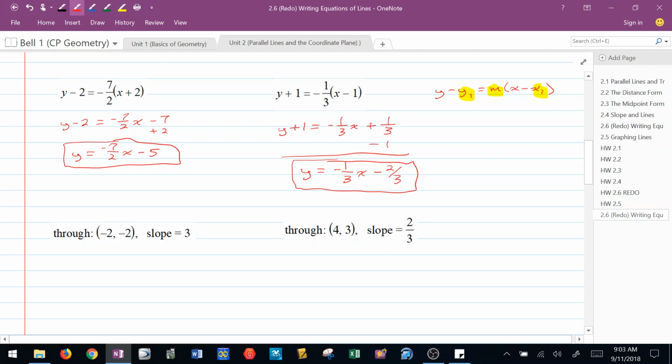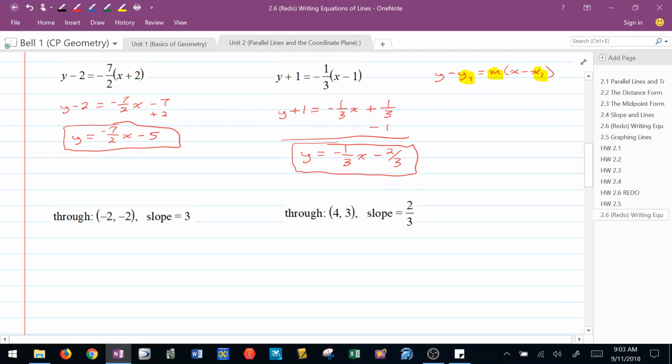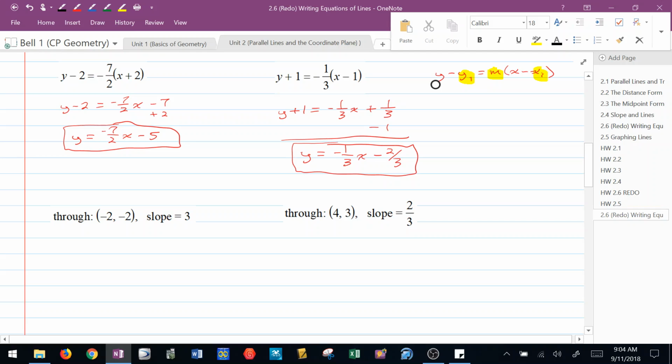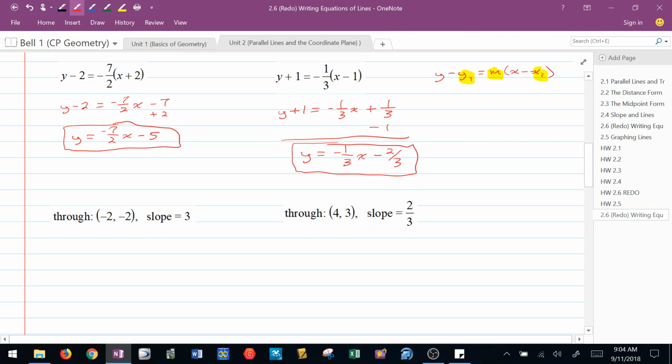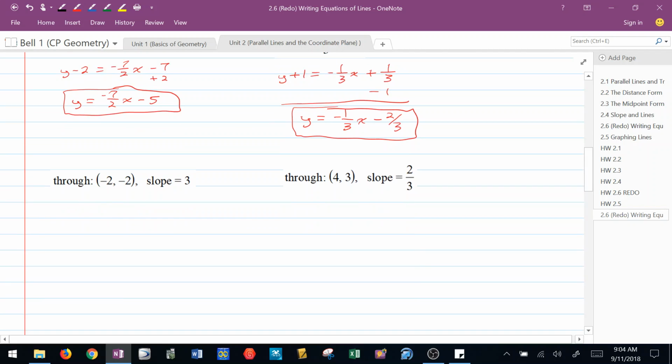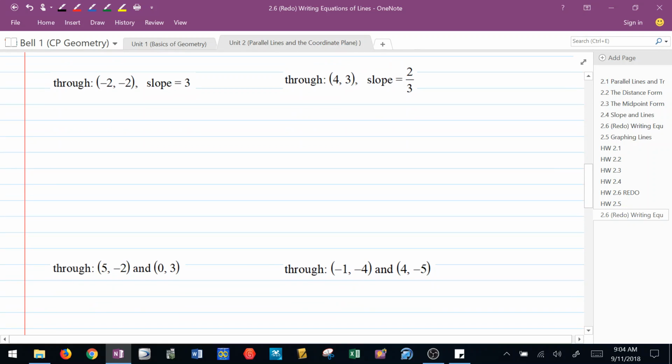So remember this equation right here. I'm going to try to grab the whole thing. It's not working for me. That's all right. I know that y minus y1 equals m times x minus x1 is the equation that I have to use now for this given information. So what they're giving me is a slope and a point. They want me to write an equation in slope-intercept form.